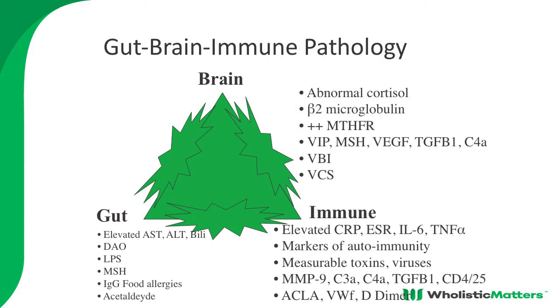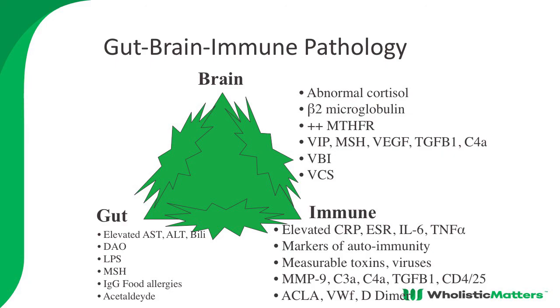So here is another way of organizing those labs. So diamine oxidase, which is an enzyme that breaks down histamine in the gut. Lipopolysaccharide. This is an inflammatory protein that binds to toll-like receptors that causes systemic inflammation, but it's generated by bacterial fragments in the gut. Melanocyte-stimulating hormone, because it helps to control tight junctions in the gut. You can do food sensitivity testing or GI effects tests.